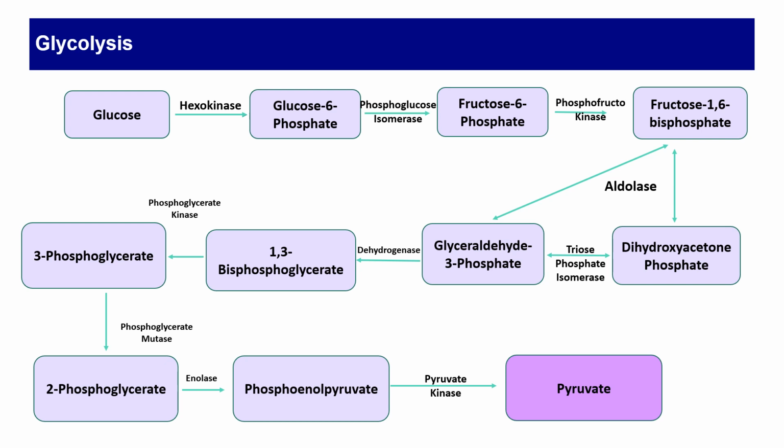Glycolysis is a universal catalytic pathway in all living cells. It is also known as EMP. It is a major pathway of carbohydrate metabolism, and all the enzymes involved are present in the cytosol. The pathway starts with the phosphorylation of glucose to glucose 6-phosphate, which is catalyzed by the enzyme hexokinase.